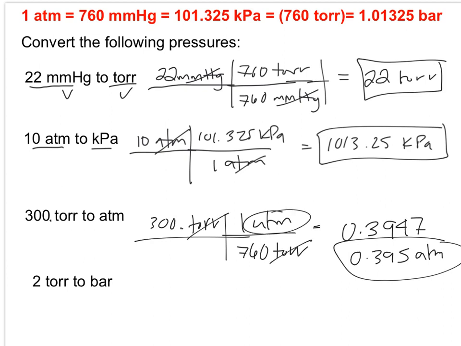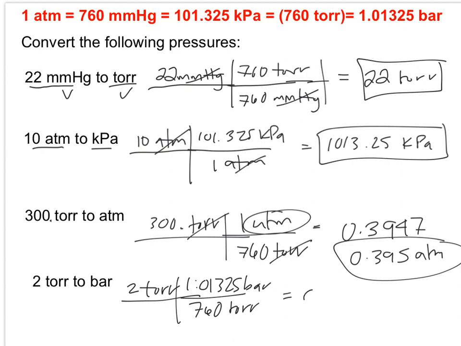Okay, and last but not least, let's go ahead and go between torr and bar. Okay, so if I want to convert between torr and bar, 1.01325 bar for every 760 torr. That's the relationship. We're going to multiply this 2 by the 1.01325 and then divide by 760, and that's going to give us our pressure in terms of bar, which is 2.66 times 10 to the negative third bar.